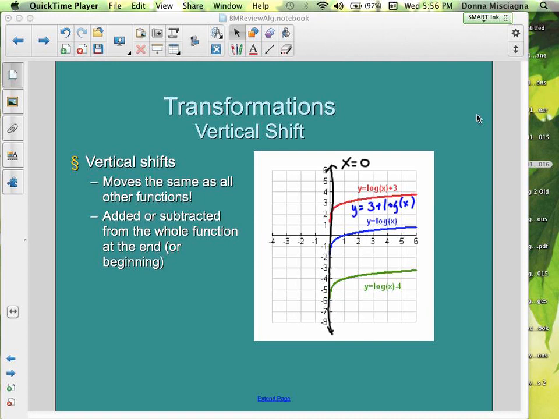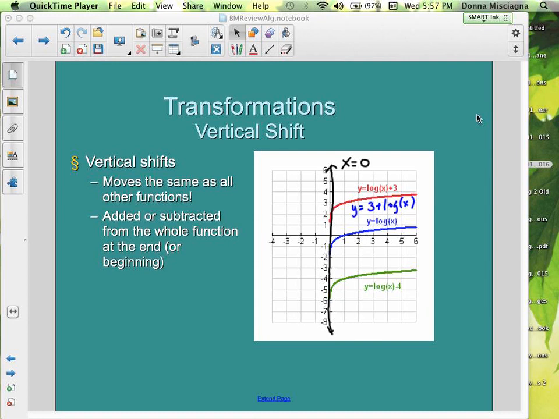All right, so transformations with the log functions. The nice thing is it's no different than with the exponential functions, really. The only thing that's different is we have vertical asymptotes with the log function instead of a horizontal asymptote. And so that's the only real difference, not the translating part.